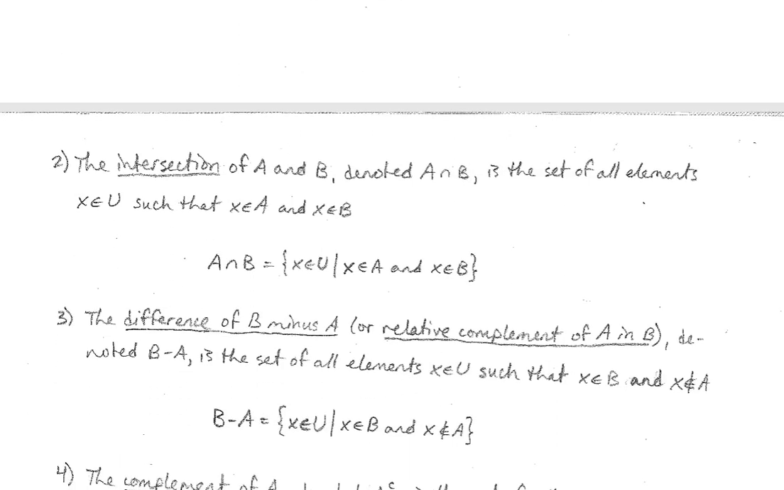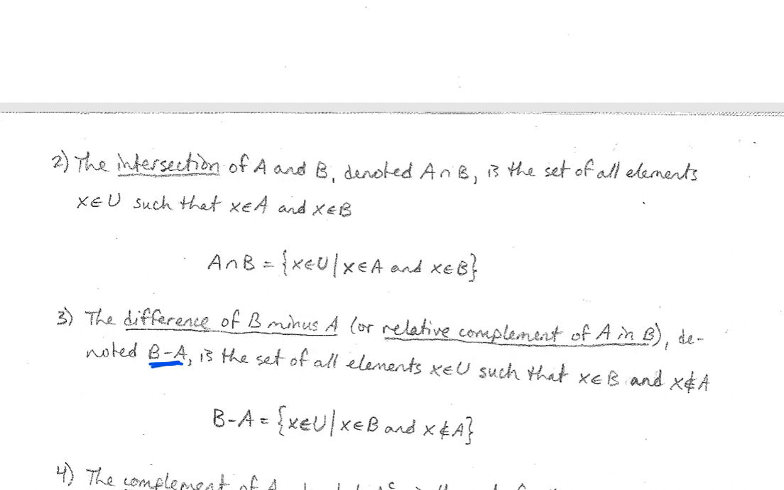3, the difference of B and A, or B minus A, is also known as the relative complement of A in B. But you'll mostly see me using the mathematical notation for it, which is B minus A. It's the set of all elements in this universal set such that X is in B and X is not in A. Writing that as a set, B minus A is the set of all X in U such that X is in B and X is not in A.